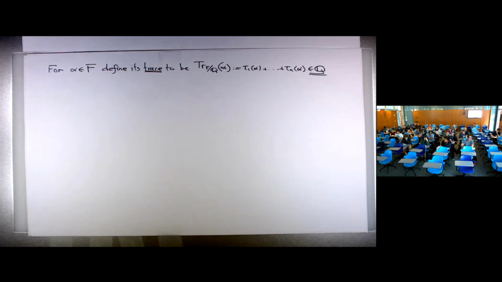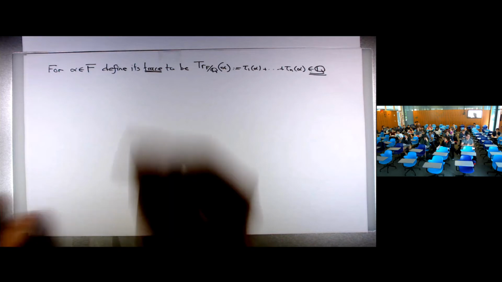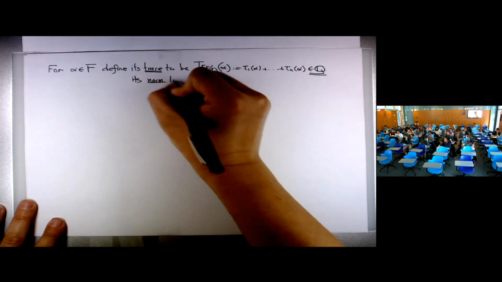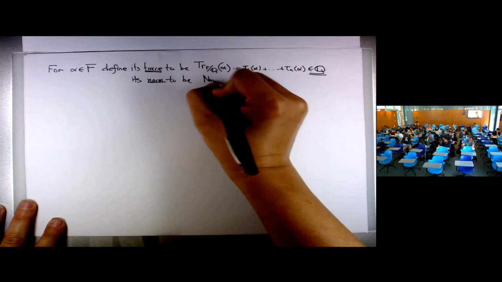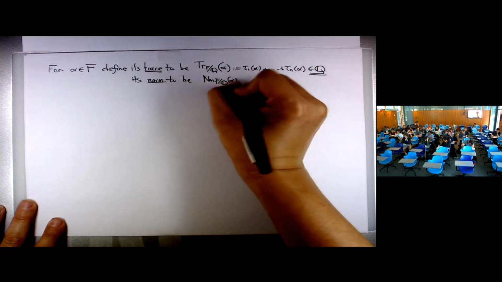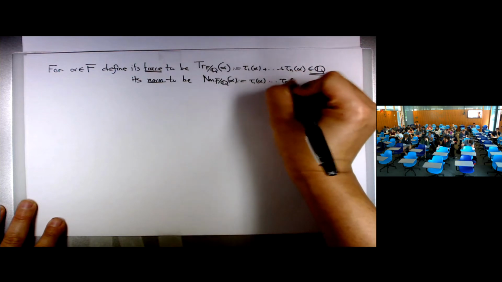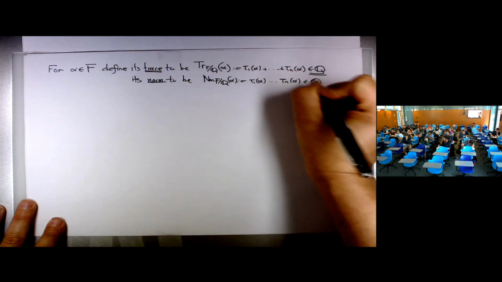I should tell you this. I have some exercise printed out here. You can also find it online if you want to get it later. In that exercise, I will tell you how to prove that the traces are actually in Q. Similarly, I can define the norm to be this, but instead of taking the sum, you take the product. Once again, this will land in Q.